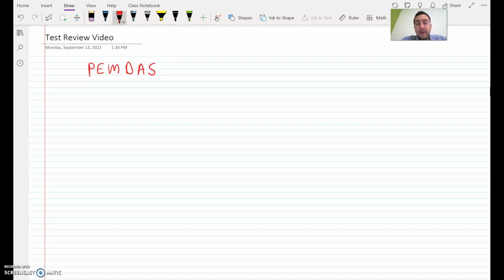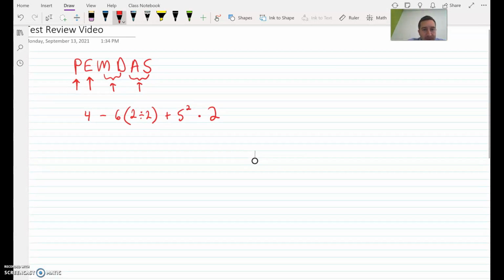PEMDAS is what's called the order of operations, and parentheses goes first, then exponents. Multiplication and division goes third, and then addition and subtraction goes last. So let's make up a problem like 4 minus 6 times (2 divided by 2) plus 5 squared times 2. Let's try that. Whoa, that's a doozy. So what do we do first?